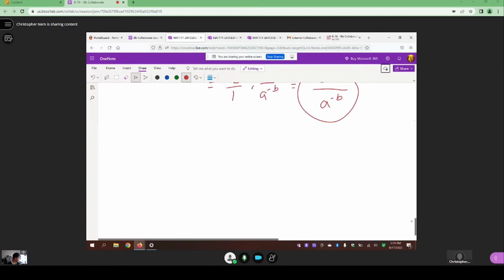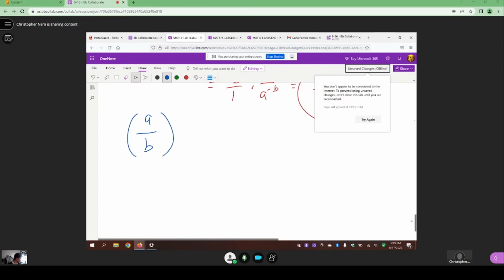Now, another rule that we need to make is, hey, what happens if I have this? What if I have a fraction raised to a power? Let's say c. What happens if I have a fraction raised to the power? Well, that's the same as raising the numerator to that power and the denominator to that power. Boom. Simple.